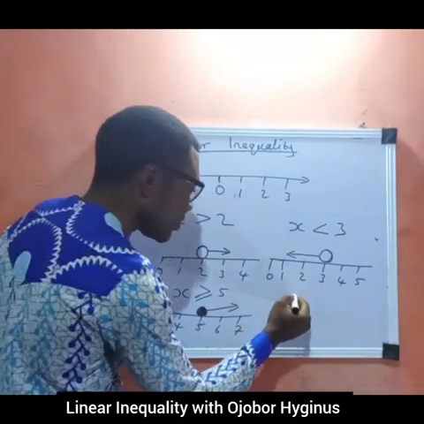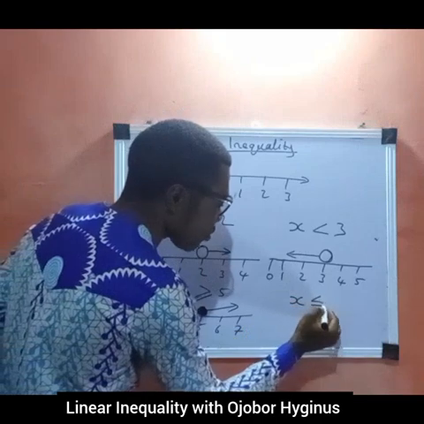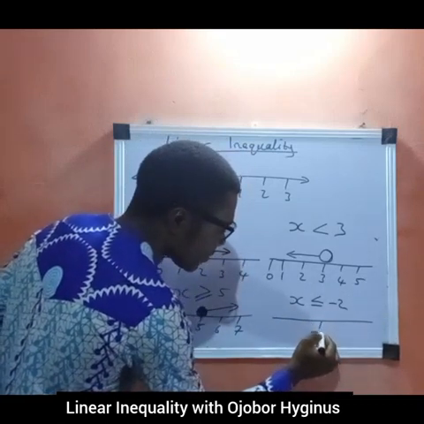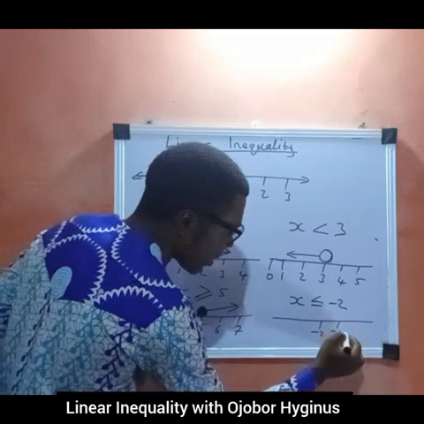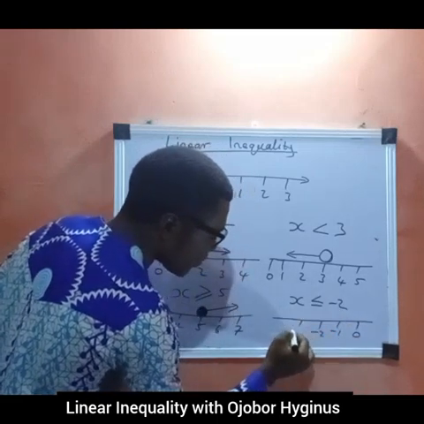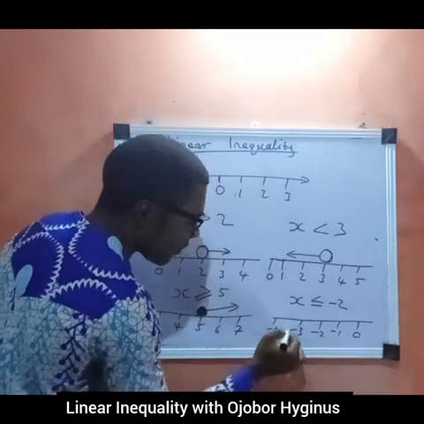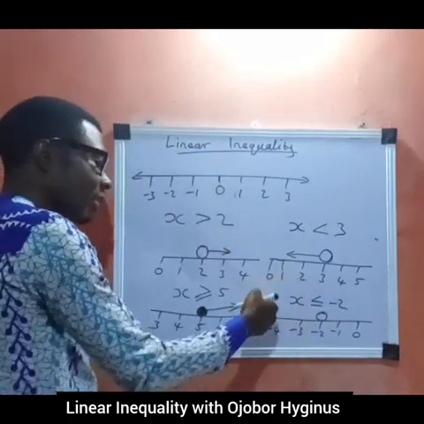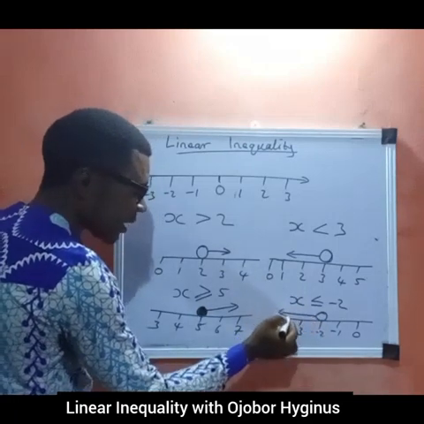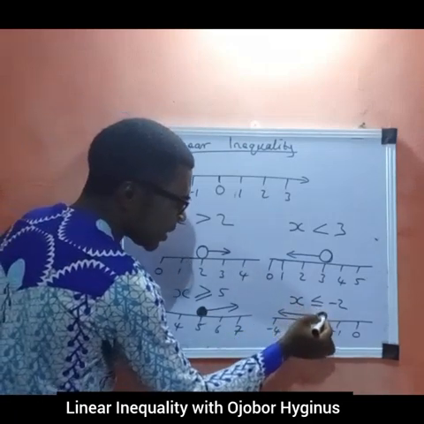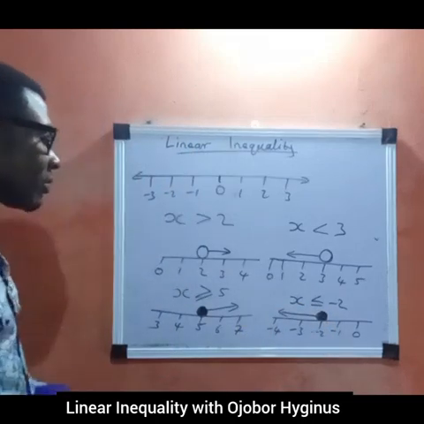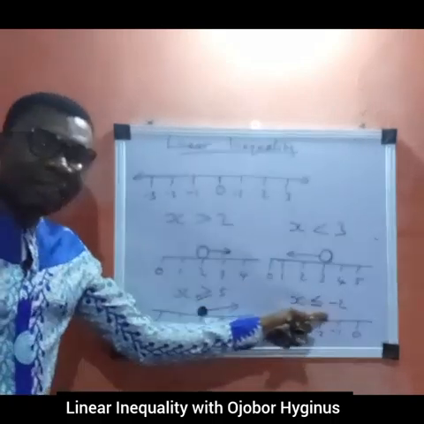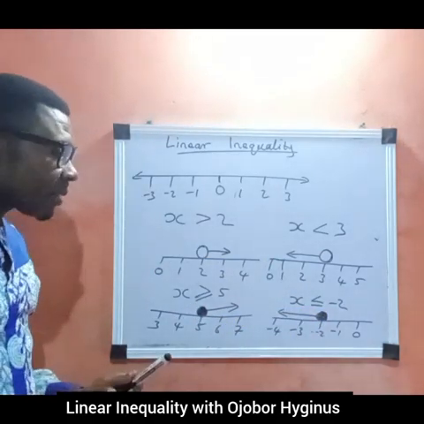If it is less than, say I have x less than or equal to minus 2, what am I going to do? On my number line, I will identify minus 2. Of course, greater than minus 2, you have minus 1, you have 0, and then less than minus 2, you have minus 3. You can say minus 4. Then on minus 2, I'll draw this circle. And because it's less than or equal to, my arrow will point towards the less than side. And because of the equal to, I will shade the circle. That is how you identify that. This is greater than, this is less than, this is greater than or equal to, this is less than or equal to. That's simply how we represent them on a number line.